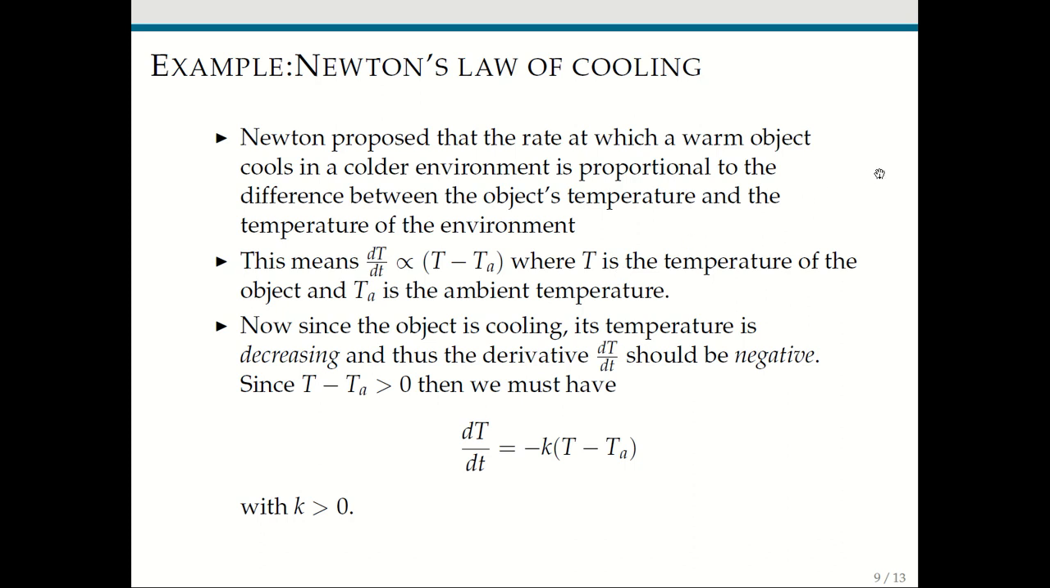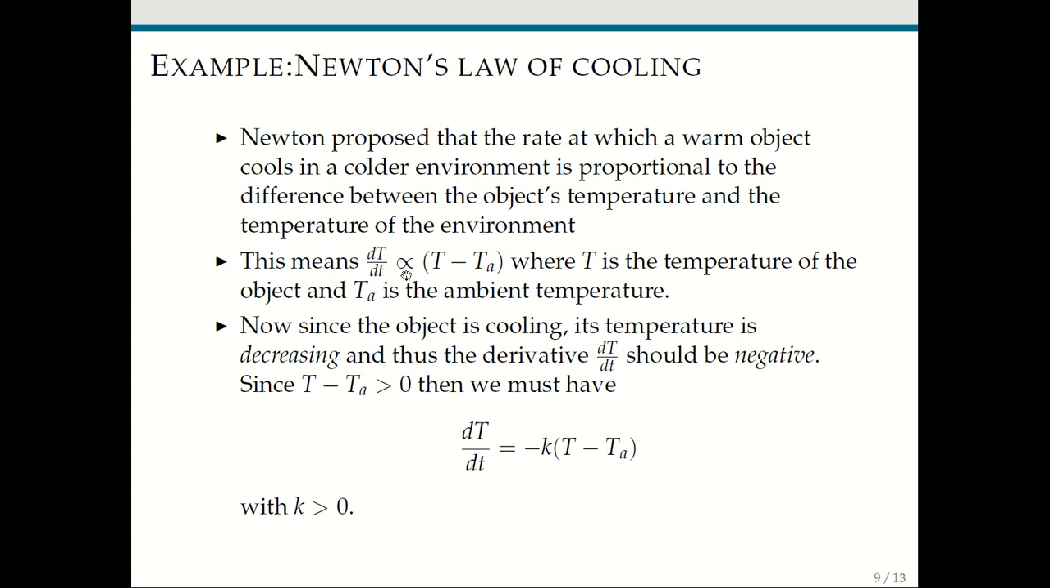So here's our first example of a differential equation as applied to a physical problem. Sir Isaac Newton studied a lot of different things, and one of them was examining how objects cool. He proposed that the rate of change of the temperature of an object, so the rate at which it cools in a colder environment, is proportional to the difference between that object's temperature and the temperature of the environment. In mathematical terms, that means that the time derivative of the temperature is proportional to the difference between the temperature of the object and the temperature of the environment.